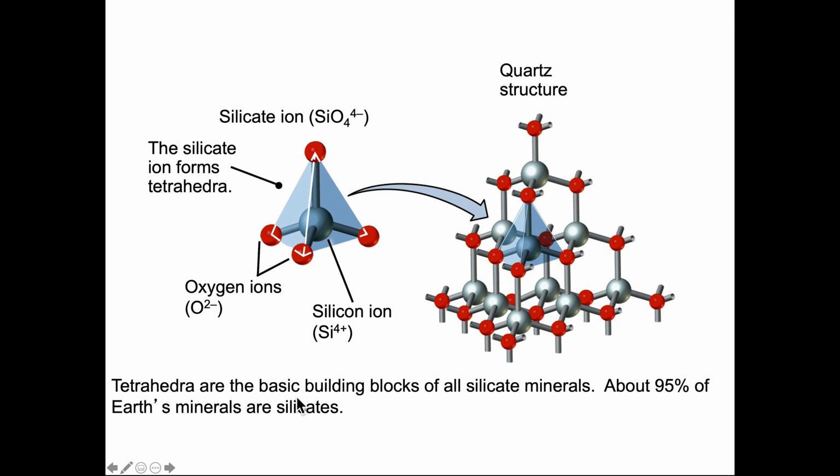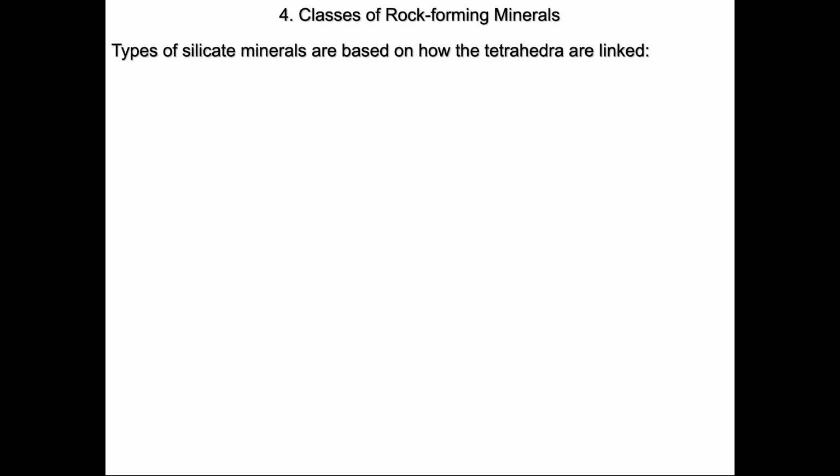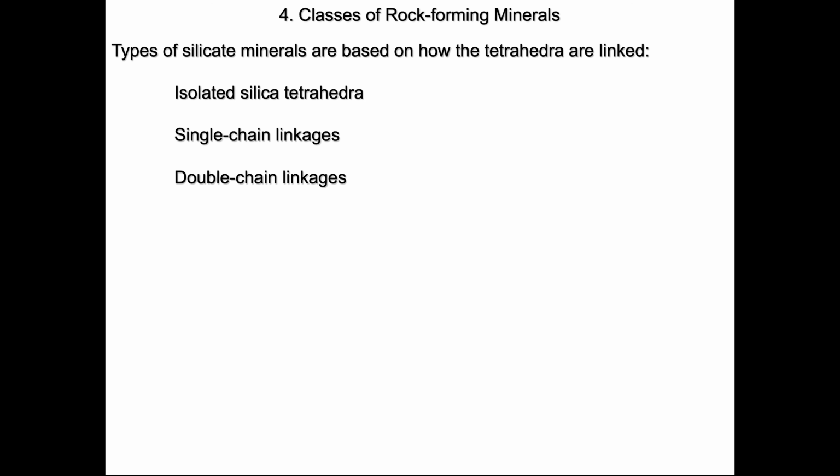These tetrahedra are the basic building blocks of all silicate minerals. About 95% of the Earth's minerals are silicates. That would be something good to know. 95% of Earth's minerals are silicates. We can further subdivide these silicate minerals based on how the tetrahedra are linked together. We have isolated silica tetrahedra, single chain linked tetrahedra, double chain linked tetrahedra, sheet linked tetrahedra, framework tetrahedra.